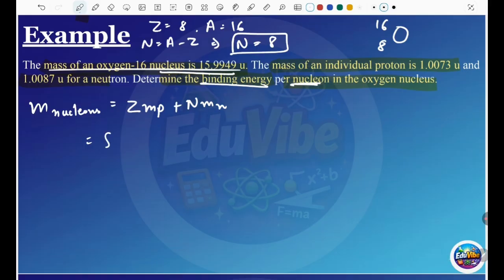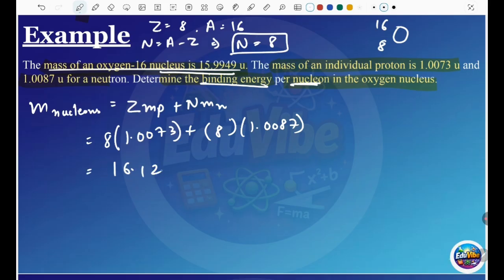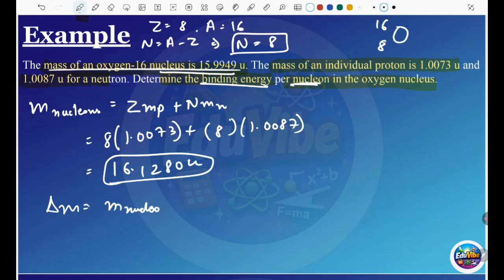To find this, Z is given to us as 8. Mass of the proton we have 1.0073, plus N is 8, and we have 1.0087 of this. When you find this, you will get 16.1280 U. We get this in U. So we have a mass of nucleons, we have a mass of nucleus, so we can find the defect mass now. The mass of nucleons minus the mass of the nucleus.